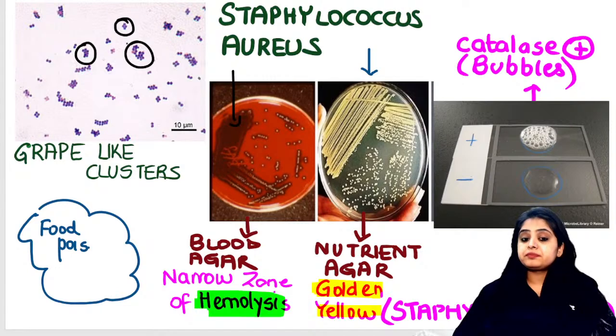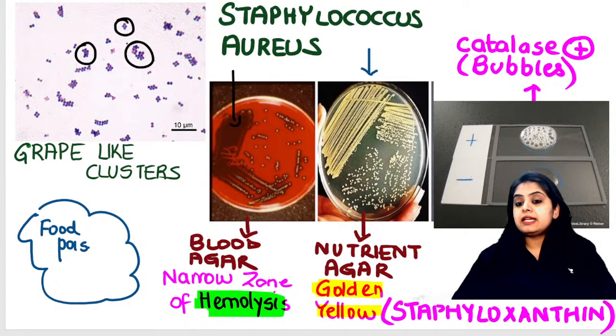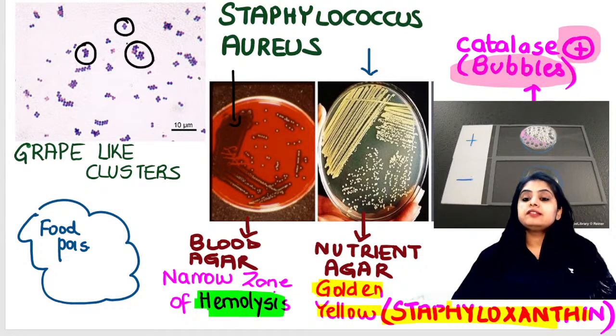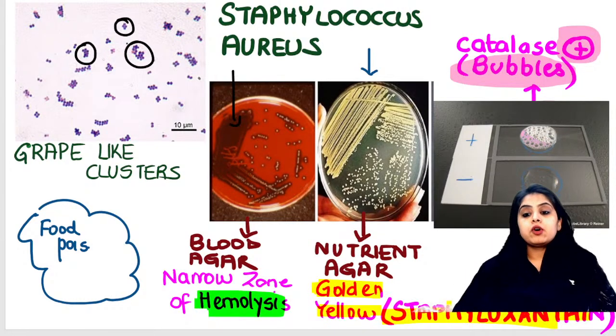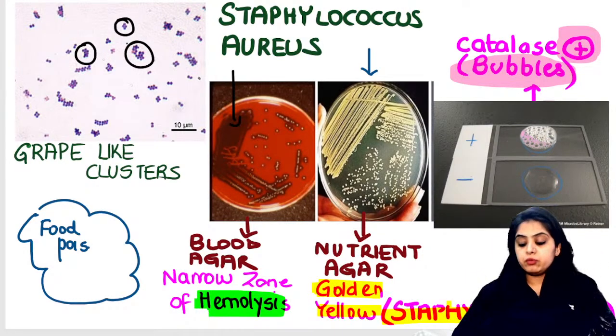It shows us the very famous golden pigment called staphyloxanthin. I think everyone is aware that the golden color pigment is called staphyloxanthin. And finally, there is this bubbly test. As soon as you see this bubbly test in the paper, what will come to your mind? Catalase positive. So yes, this is a catalase positive organism that all of you have to know. So this whole photo is identified. Let's move on to the next.